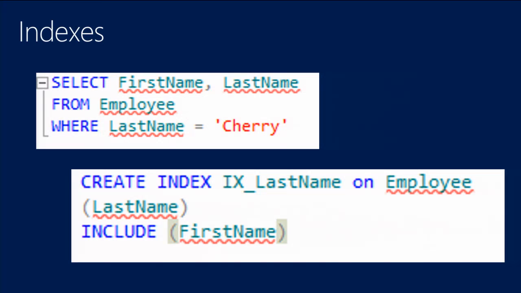Create index, name of the object, on employee. I specify the key columns that I'm looking for. So these are the columns out of my where clause, in this case, last name. And I tell it I want to include the first name column.